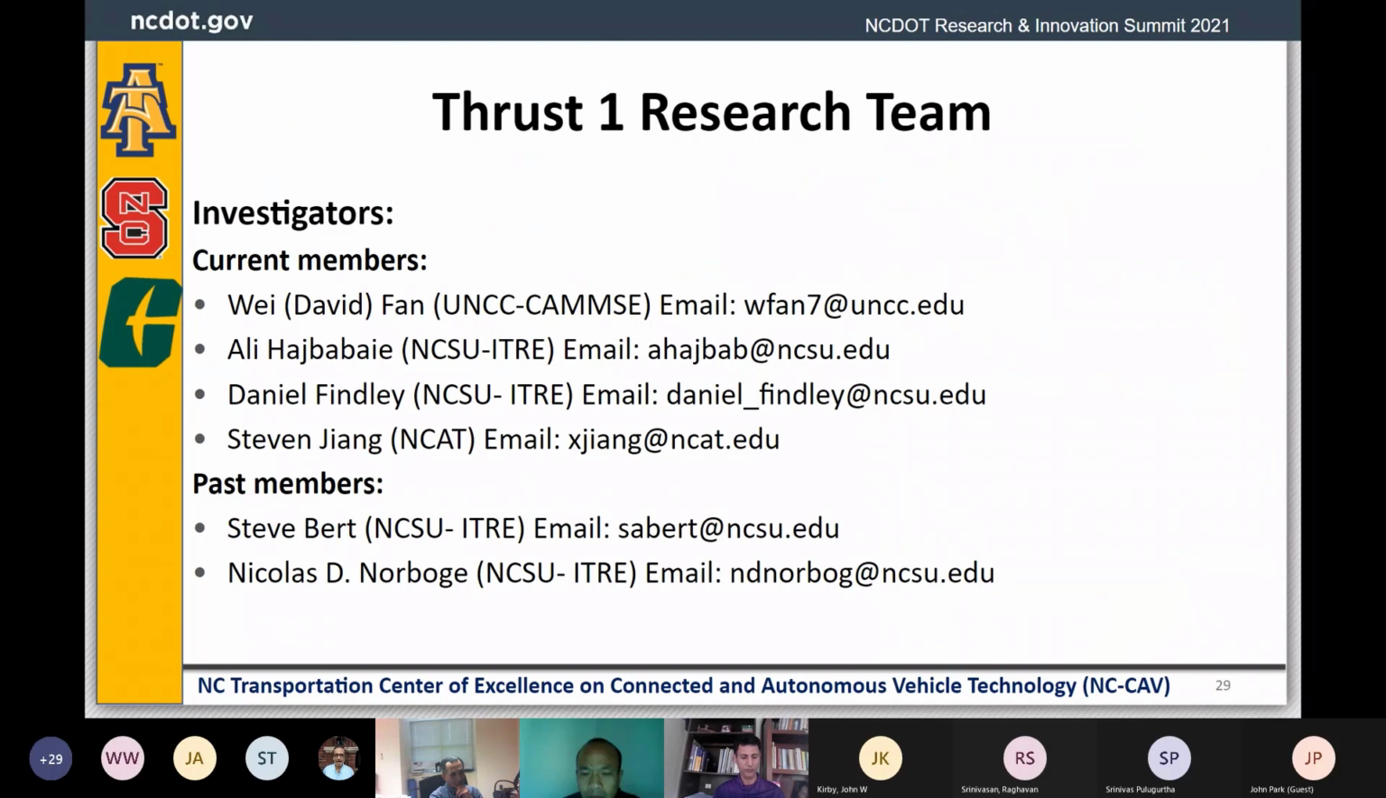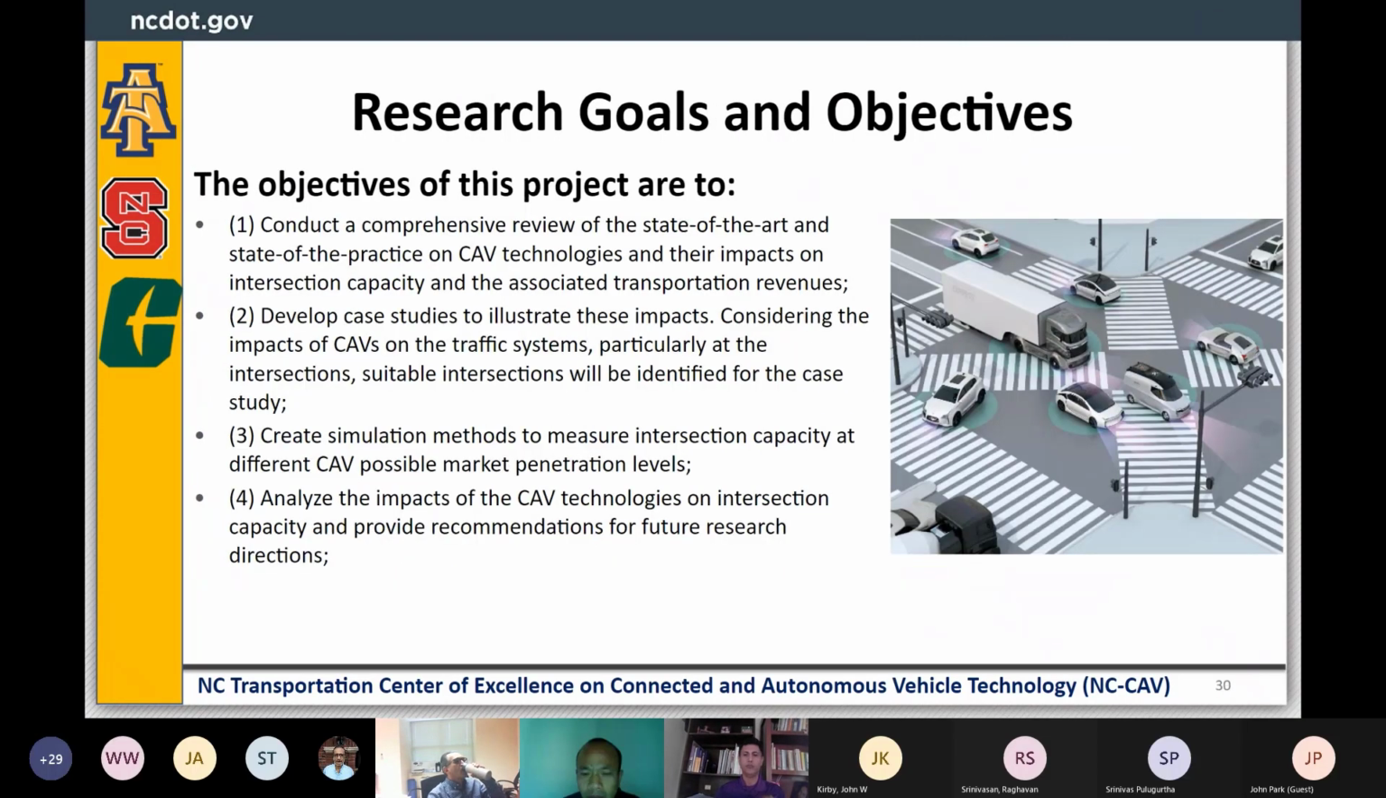So you can see the team member here. We have Ali from NC State, Daniel Findley, also coming from NC State, Stephen Jiang from NC-CAV, and we have two past members, Stephen Bird and Nick Norville from NC State, but they left us, I think, last year. So next slide, please.